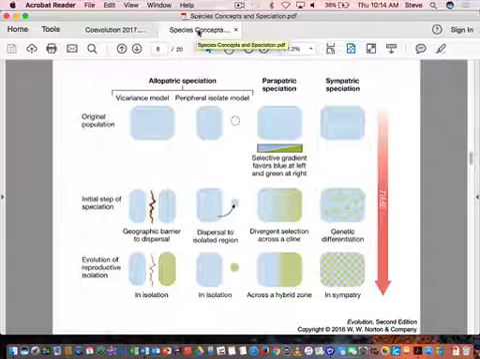You eventually get, if there's selection against these hybrids, and this is where hybrids occur in here, if selection is against them, then you get blues favored here, greens favored here, and presumably you can get speciation. Okay. Sympatric speciation is the hardest. It's really hard to get.